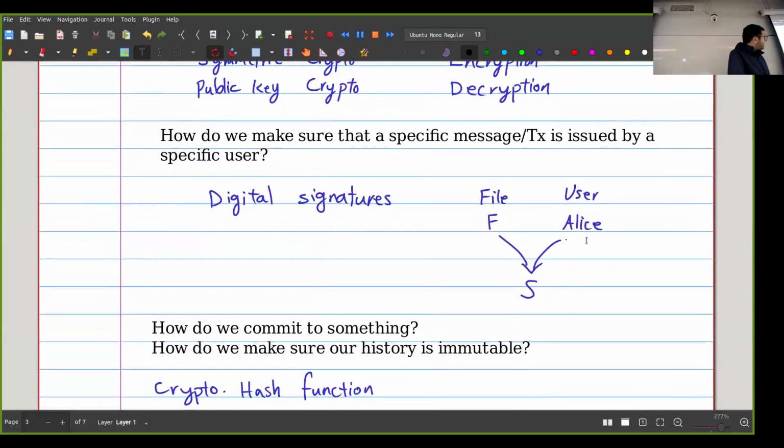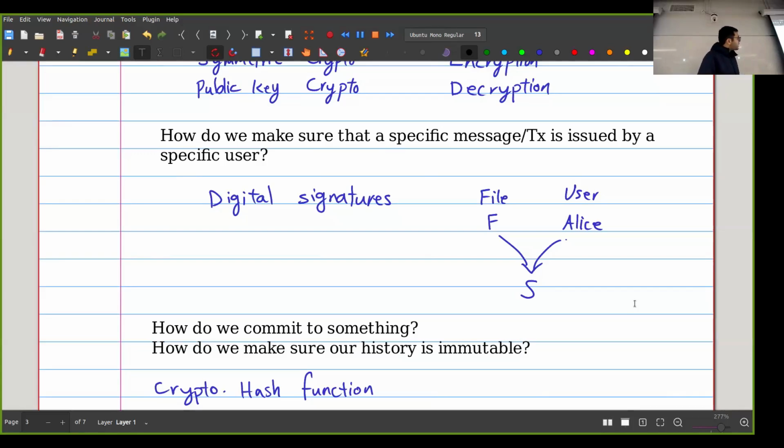Now, another issue is that maybe someone is trying to fake a message. Maybe I didn't send you a message, but my ISP or my government or a hacker, for us all of these are the same, they're trying to send a message to you and fake it and say that I was actually the one who sent this message. Right? So how can you verify that a message was actually issued by a specific user?